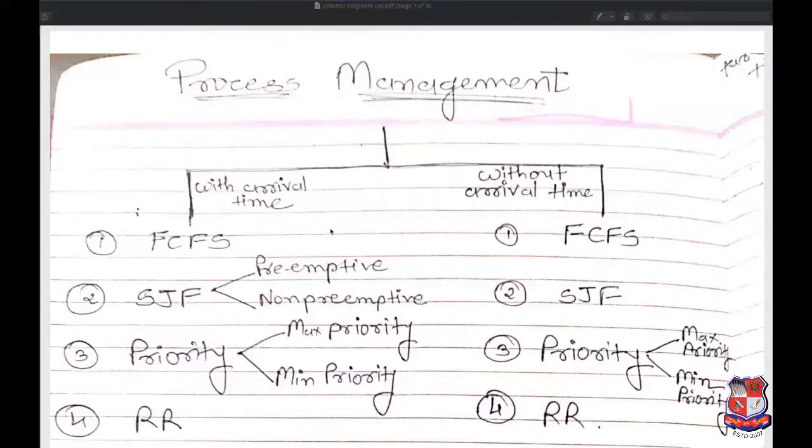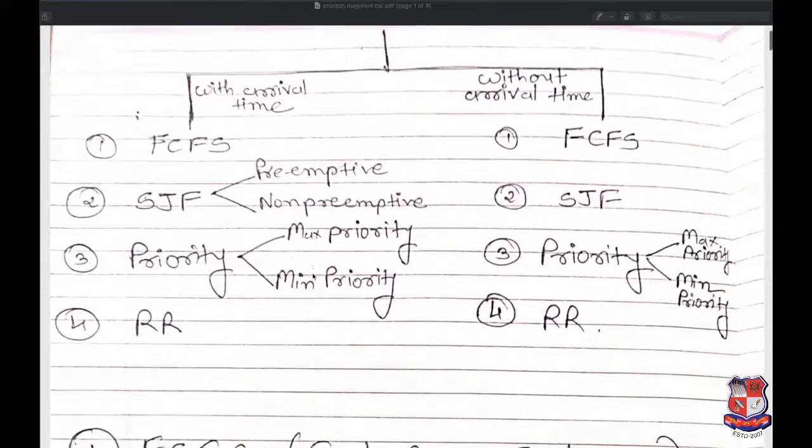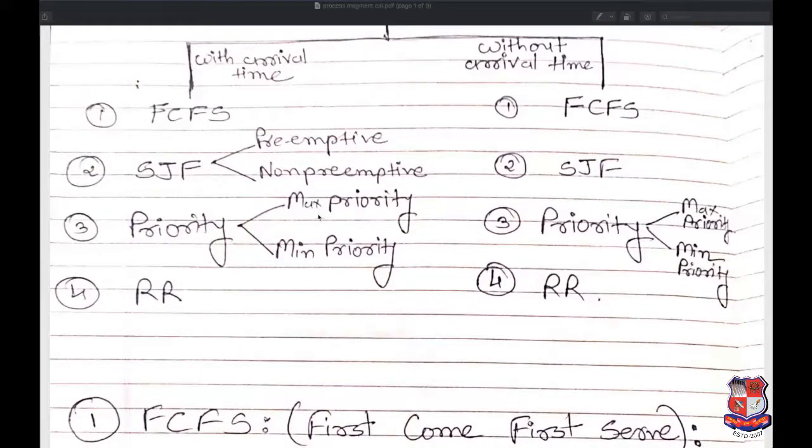Today I am going to explain the process scheduling algorithms. The process scheduling algorithm is divided into two main parts. First one is with arrival time and second one is without arrival time. And there are four main process scheduling algorithms. First one is FCFS, second one is SJF, third one is priority, and last one is RR.